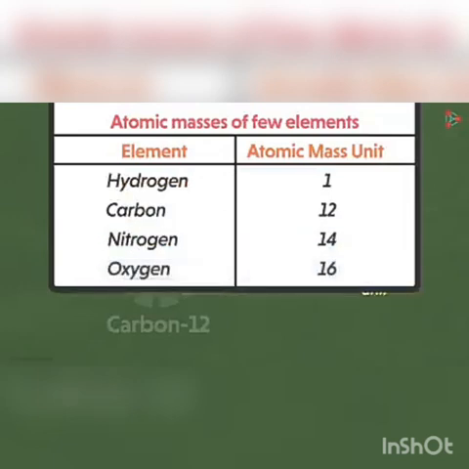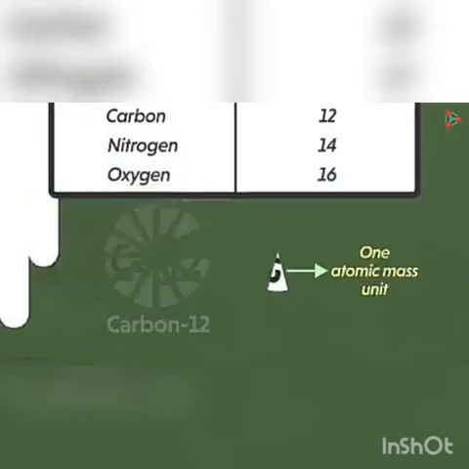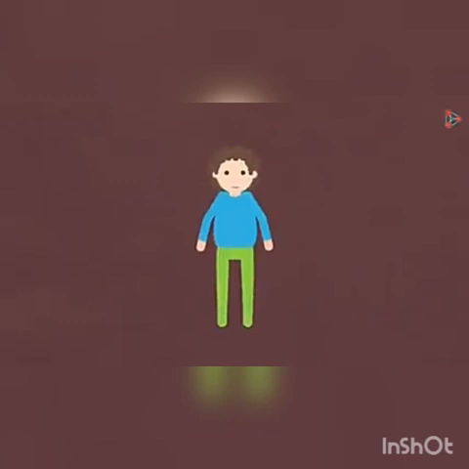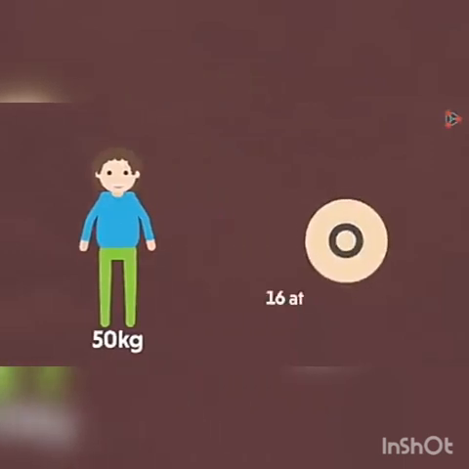How do we understand this in a simple way? Let me ask you a question. How do you measure the mass of a person? Using kilograms, right? We say that this person's mass is 50 kilograms. Similarly, we say that the atomic mass of oxygen is 16 atomic mass units or 16 AMU. This is how we measure the atomic mass of any atom. The units used are atomic mass units.